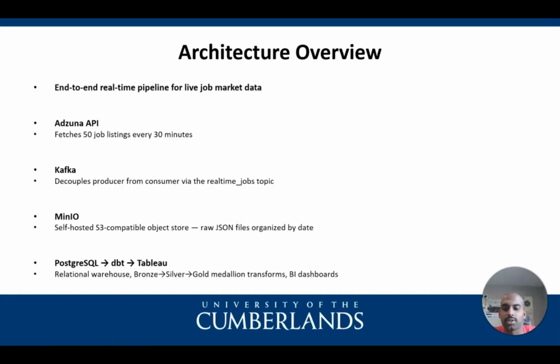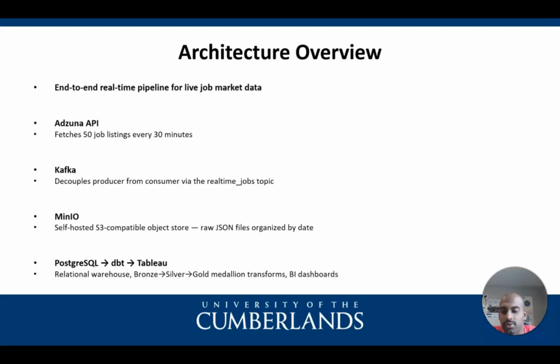Okay, this is the architecture. The first thing, the Adzuna API is a free job listing API that fetches 50 job postings every 30 minutes and publishes each one as an event to a Kafka topic. Kafka decouples the producer from the consumer, and the consumer reads from Kafka and saves each job as a JSON file to MinIO, which is a self-hosted S3 compatible object store.